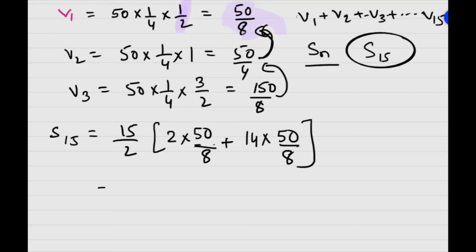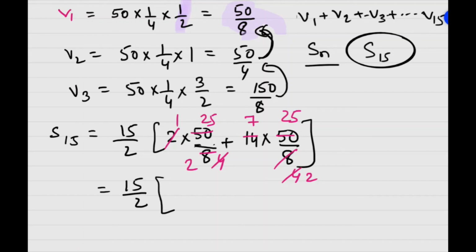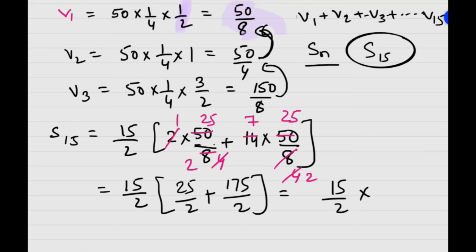Okay. Now see, this is coming 15 by 2. If you cancel here, 2 ones are and 2 fours are. Again 2 25s are and 2 twos are. Here 2 fours are 8, 2 sevens are 14. Now again 2 twos are 4 and 2 25s are 50. Now see what we are left with. 15 by 2, and inside the bracket you have 25 by 2 plus, now 25 into 7. How much is 25 into 7? It is 175 by 2. So this will be 15 by 2 multiplied by 175 plus 25 is 200, and 200 by 2.